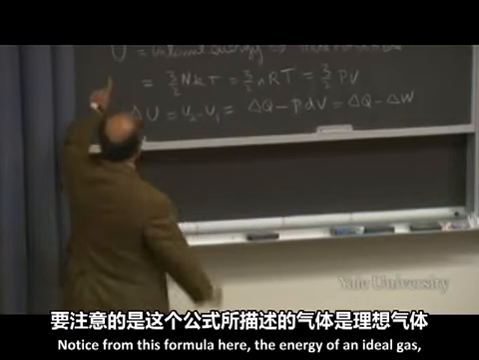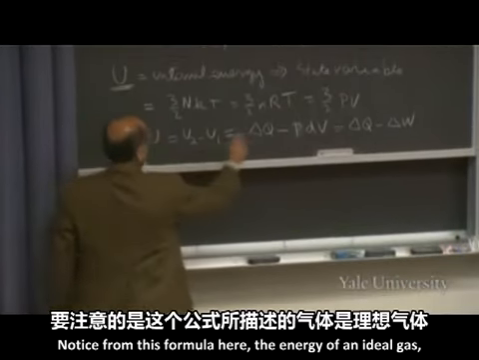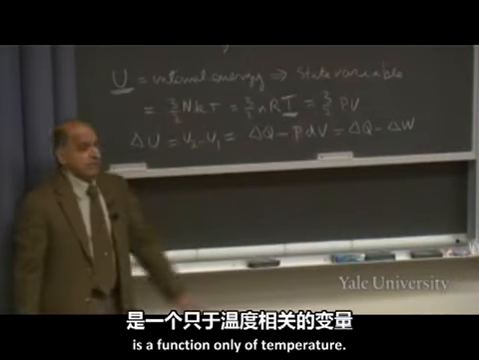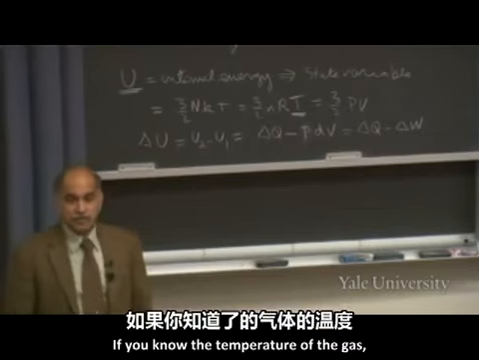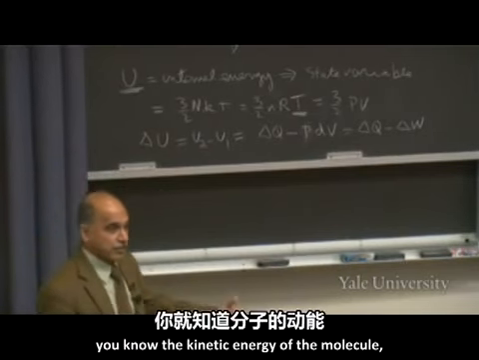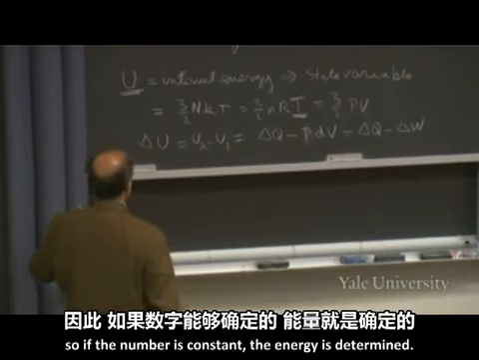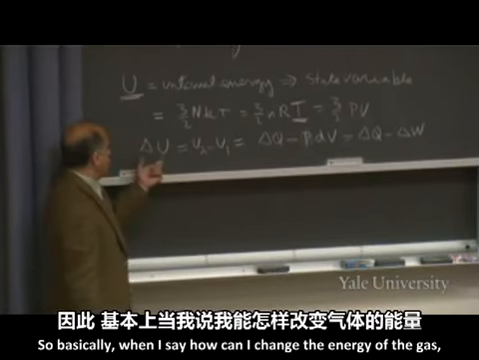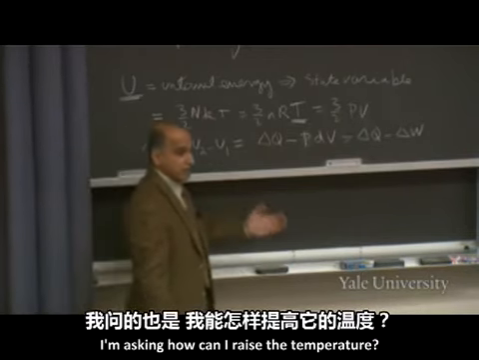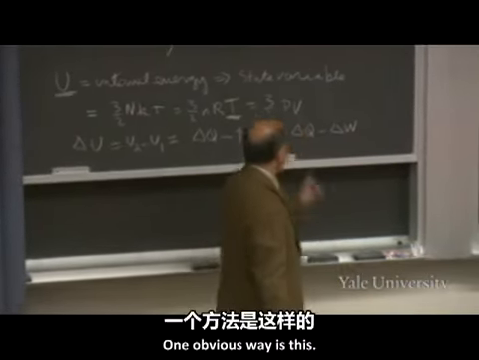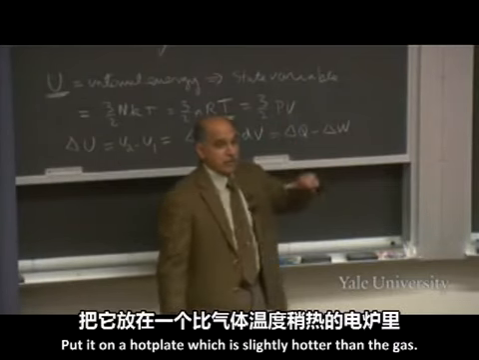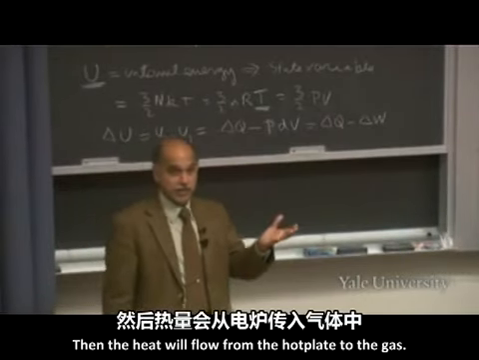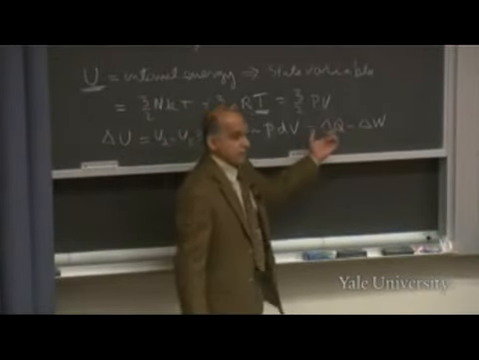Notice from this formula here, the energy of an ideal gas, and only an ideal gas, so that's the only thing we're going to talk about, is a function only of temperature. If you know the temperature of the gas, you know the kinetic energy of the molecules, and if the number is constant, the energy is determined. The energy depends only on the temperature for an ideal gas. So basically, when I say, how can I change the energy of the gas, I'm asking, how can I raise the temperature? One obvious way is this. Put it on a hot plate, which is slightly hotter than the gas. Then the heat will flow from the hot plate to the gas. That's called heating up the gas.